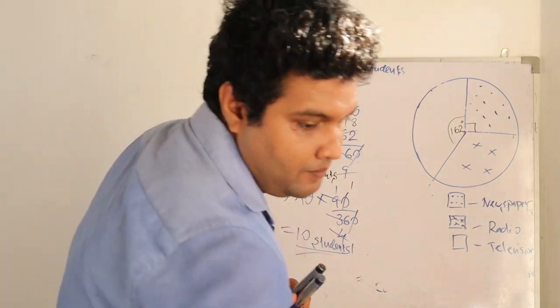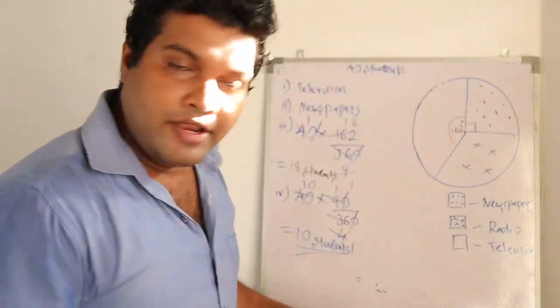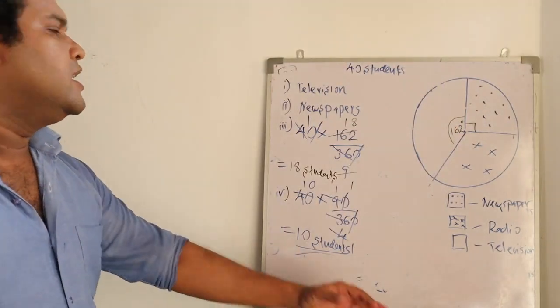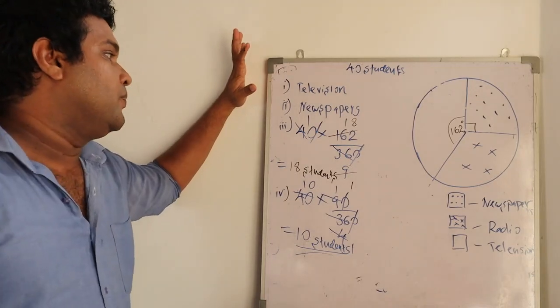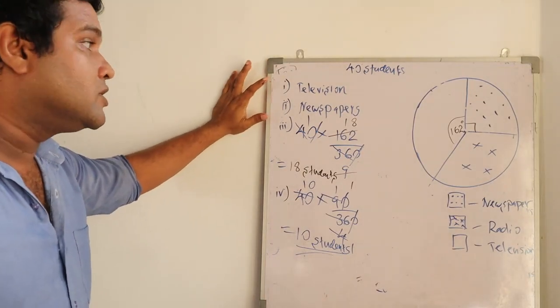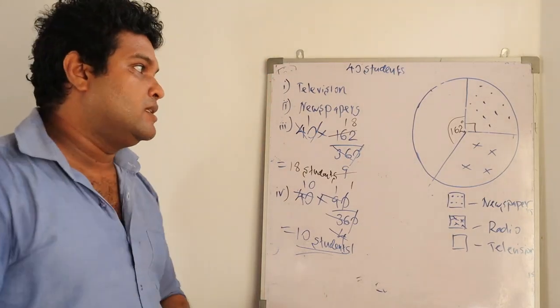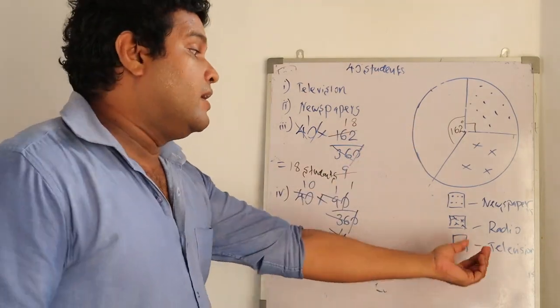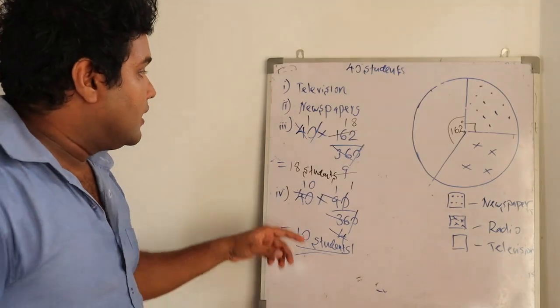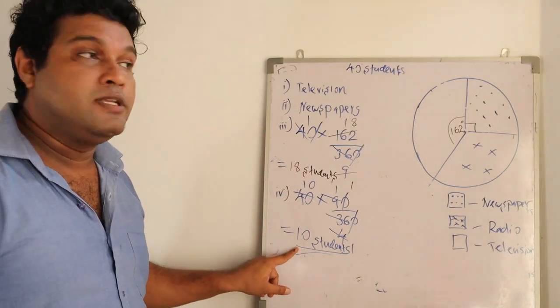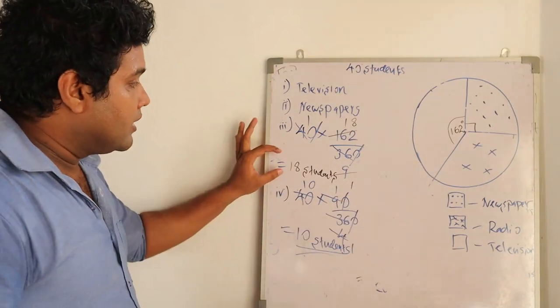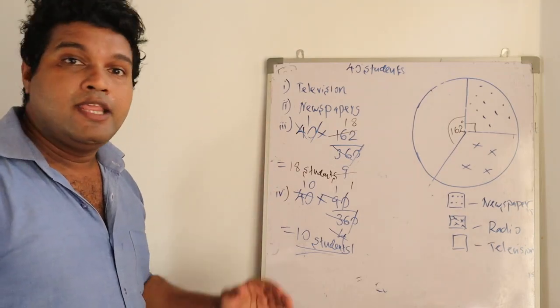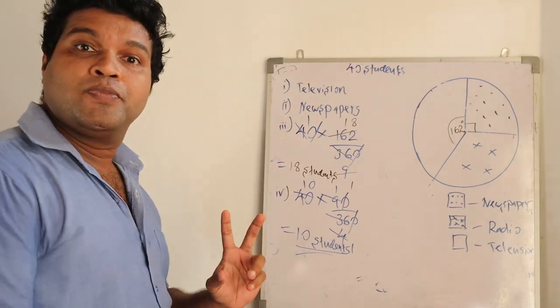There are only 4 questions given. But in addition to these 4 questions, let me remind you that so far we have obtained the number of students in 2 categories. The students who prefer television were 18 students, and now it is 10 students. The total of 18 and 10 is 28. There must be 12 remaining students now, right?